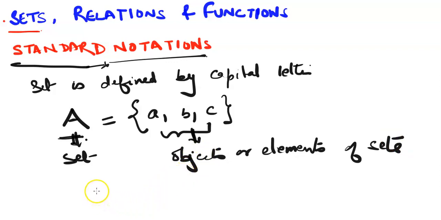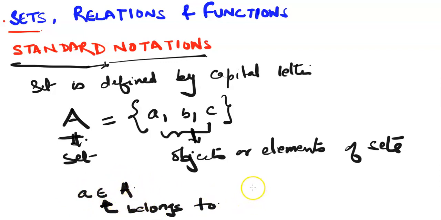Another notation that you will often see is this. What does this notation mean? It says belongs to. So A is an element which belongs to set A. Similarly, you can say D does not belong to A, because we can see D is not part of A.